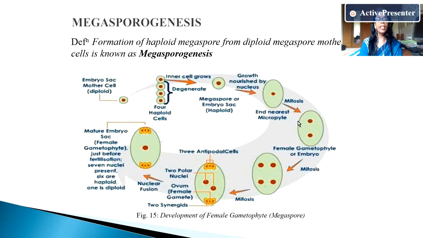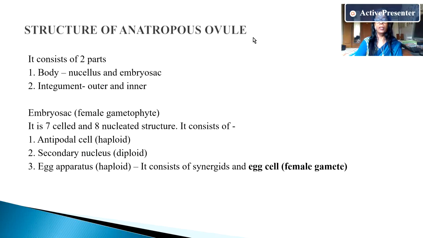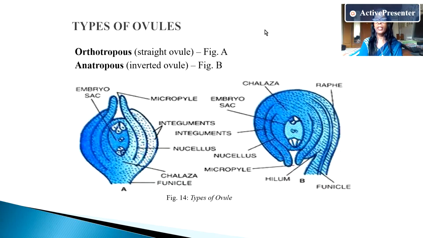Then coming to megasporogenesis, how the embryo sac, the female gametophyte, is produced inside the nucellus. Just now I told you the female gametophyte is produced from one of the cells of the nucellus. From this nucellus, the embryo sac is produced. This central portion is the embryo sac. This is the female gametophyte, produced from one of the cells of the nucellus.